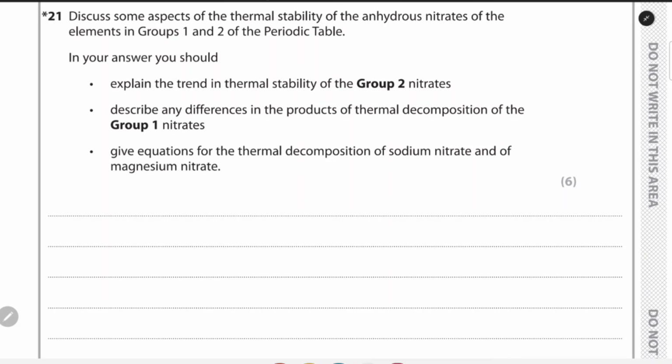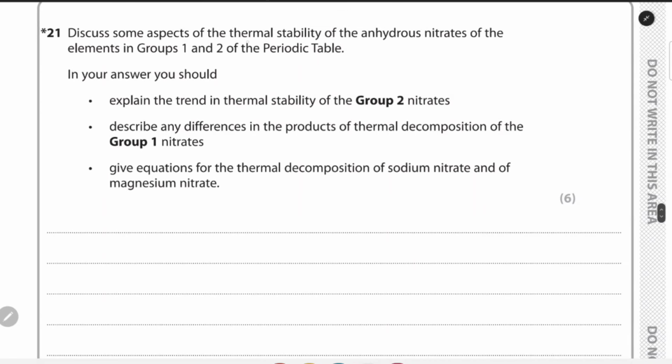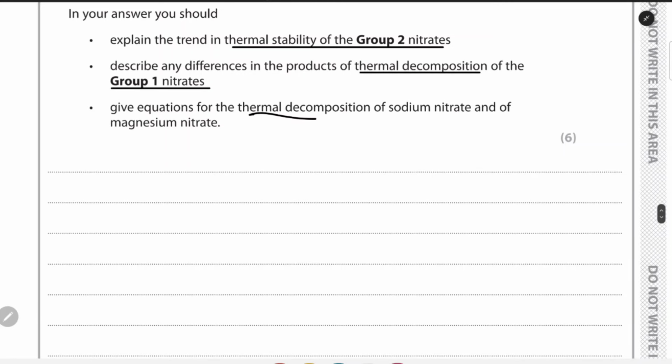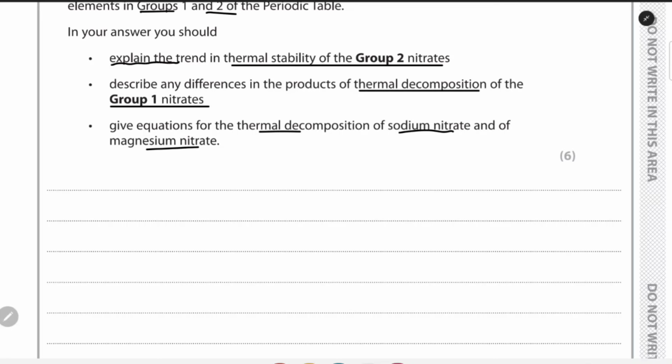Now in question 21, the 6 marker, we have to discuss the thermal stability of anhydrous nitrates of group 1 and group 2 elements. We are told that we have to explain the trend in thermal stability of group 2 nitrates and the difference in the product of thermal decomposition of group 1 nitrates. And we have to give equations for the thermal decompositions of sodium nitrate and magnesium nitrate. Now we have to explain the trend in thermal stability of group 2 nitrates at first.